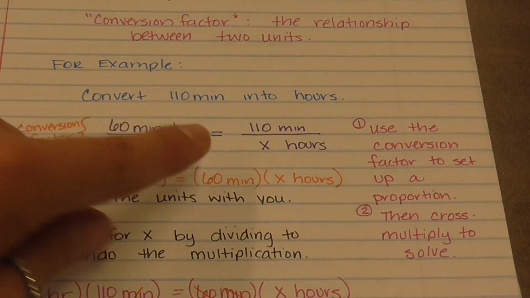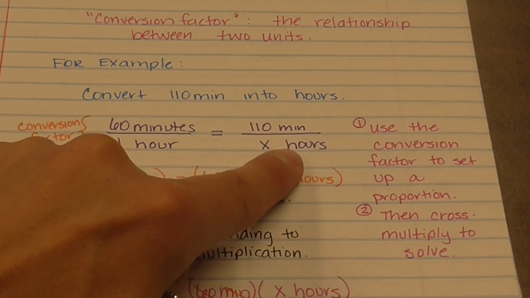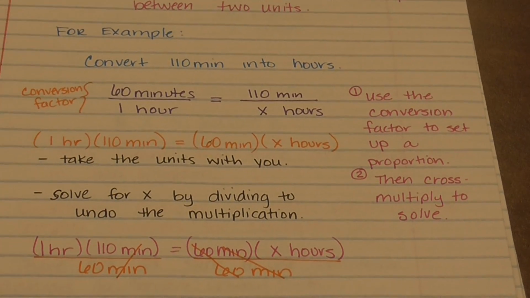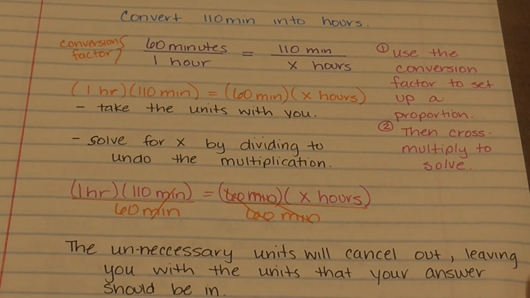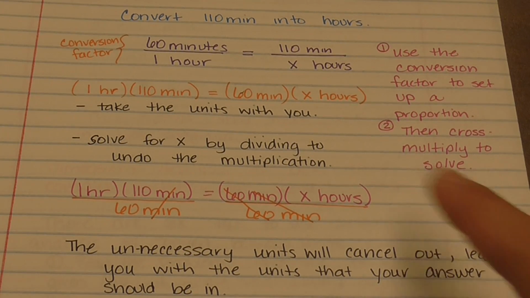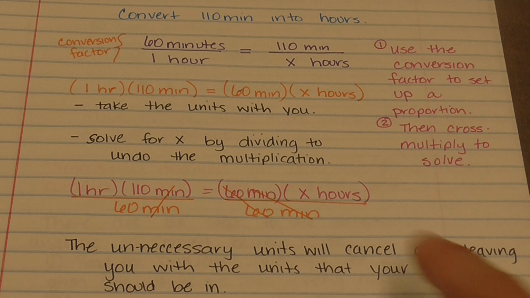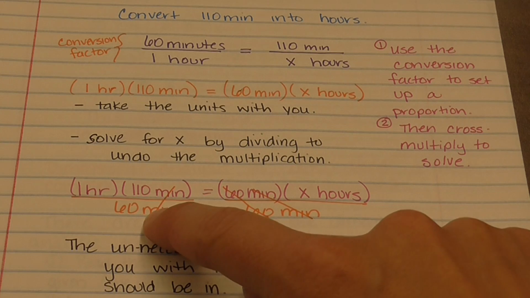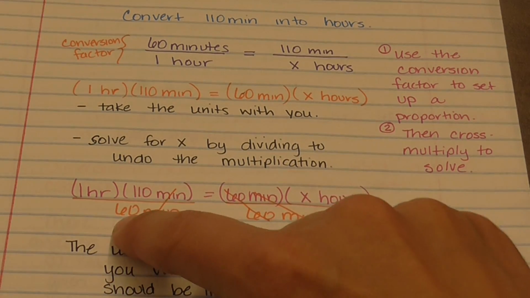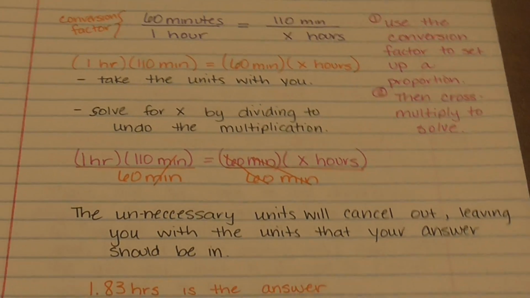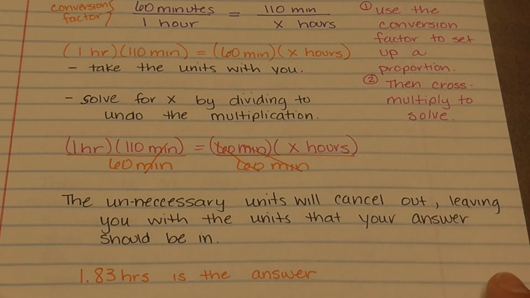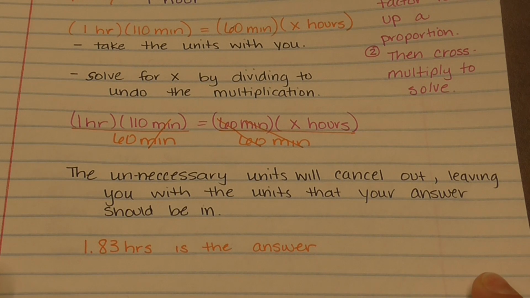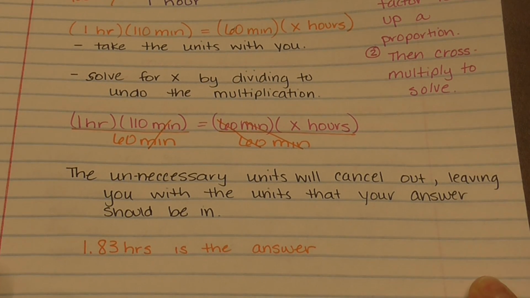So I get 1 hour times 110 minutes, X hours times 60 minutes. You're going to take the units with you because the units will go away. So you're going to solve for X by dividing to undo that multiplication. So I'm going to divide off the 60 minutes. So what I'm left with is X hours, and the minutes go away here too, okay, equals 110 divided by 60 hours. So the unnecessary units will cancel out. It'll leave you with the units that your answer should be in, and you're left with 1.83 hours equals 110 minutes.